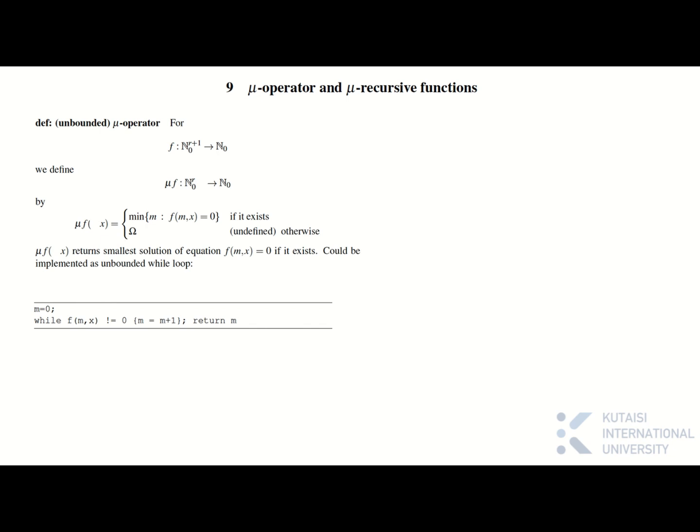So first of all, this operator takes me from functions that were defined everywhere to a function that might not be defined. The only difference between an unbounded operator and a bounded mu operator is that there is no bound. So this can be implemented this way. You initialize with m equals 0. While f(m, x) is non-zero, you increase m, and you return m. This is it. It's an unbounded while loop.